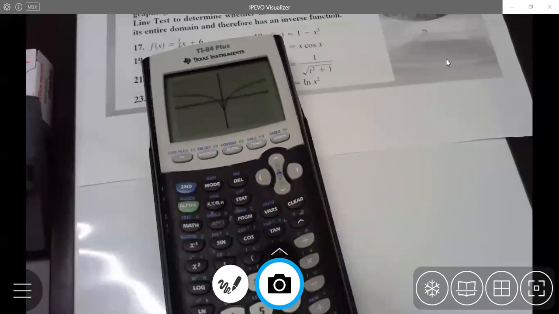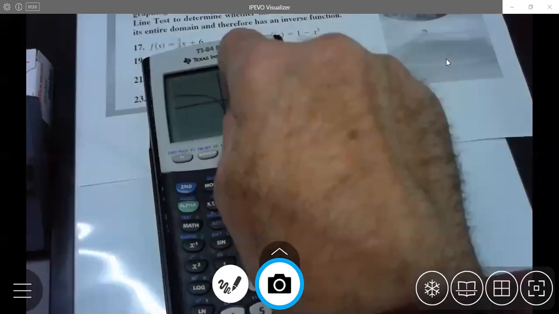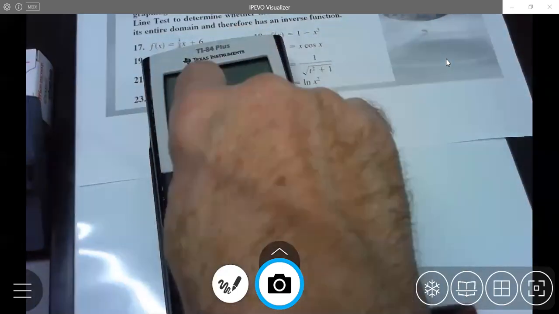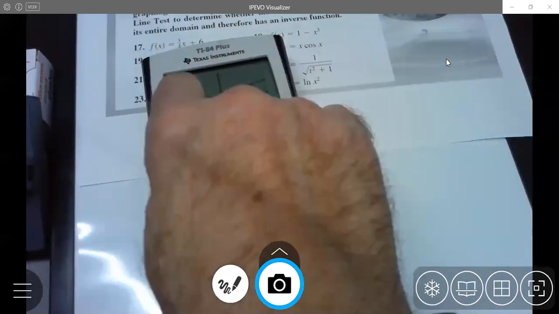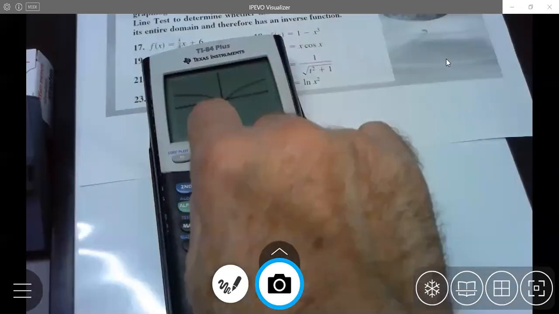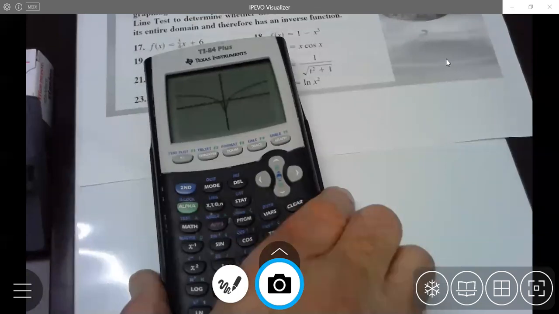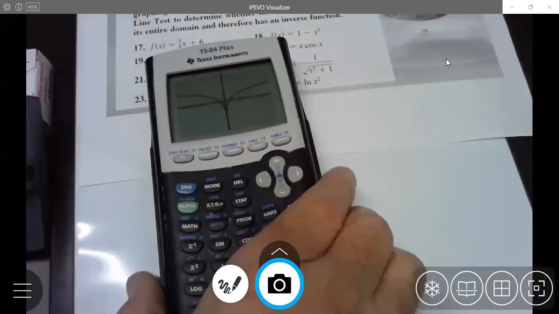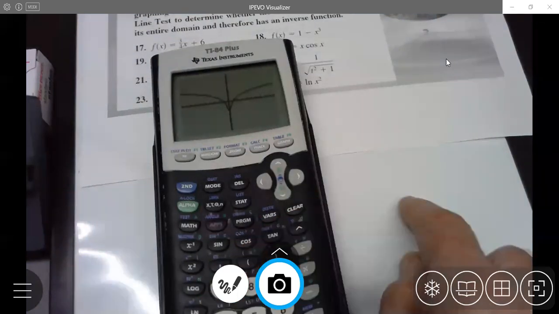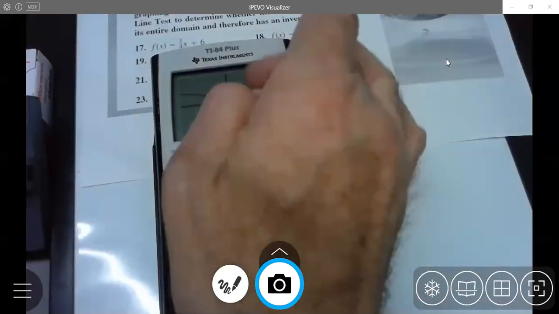Oh no, it doesn't, right? Because the horizontal line goes through 2 points, not just one. So it's not monotonic because it decreases and then it increases. Monotonic means it either decreases through the whole domain or it increases through the whole domain. So it's not monotonic, it's not 1 to 1, and therefore we cannot get an inverse. We would have to place a restriction on this. We would have to say x is greater than or equal to 0, and then we would look at just the positive numbers for x. But the way it is right now, it is not 1 to 1.